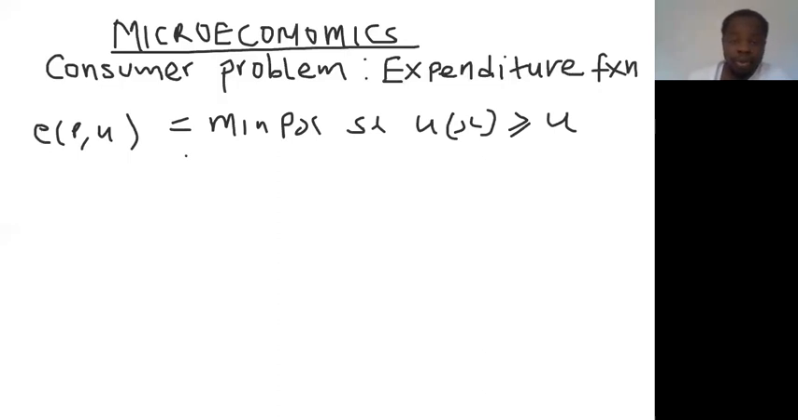Now, the solution. Just like what we did for the previous ones, we're going to set up our Lagrangian. When you set up your Lagrangian and differentiate with respect to x1, x2, and so on, the optimal x1, x2, the optimal x's that you will get, is what we term the compensated or Hicksian demand function.